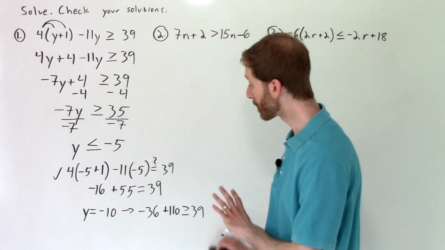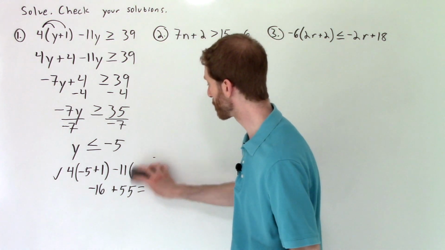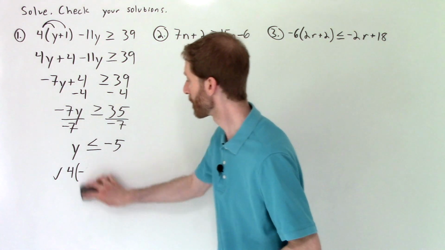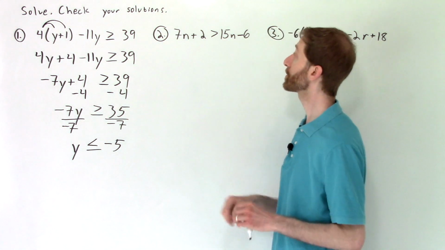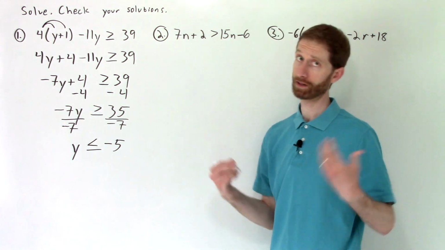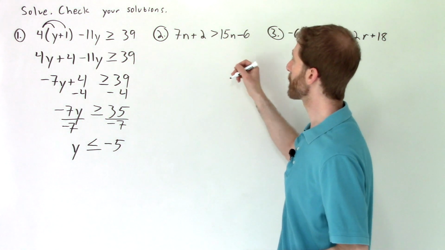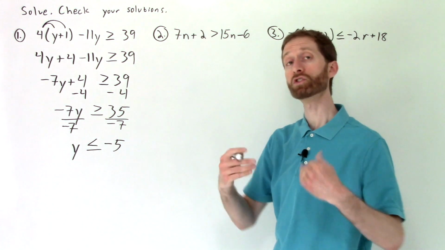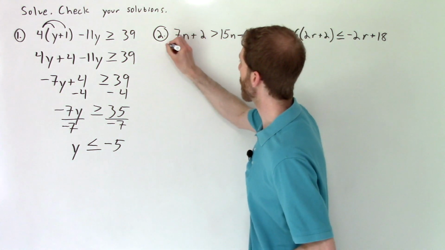I'm going to erase this just so we have a little bit more room. So I'm going to erase that check as I do this next problem. Alrighty then. So number 2. 7n plus 2 is greater than 15n minus 6. Let's solve away. So 7n plus 2, 15n minus 6, I'm going to join the n's together, solving this like it's an equation. I'm going to subtract 7n from both sides.